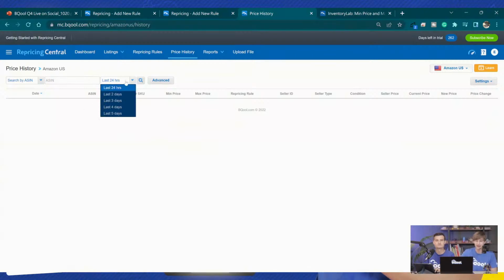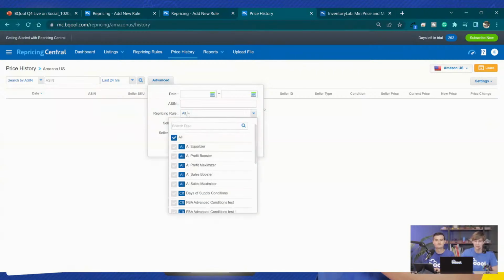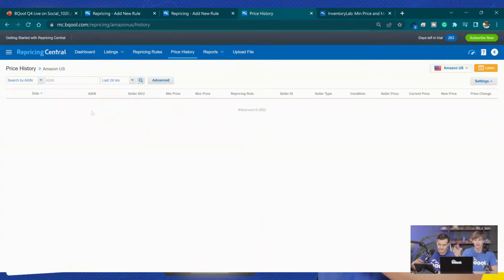Then you can check by 24 hours, 2 days, 3 days, up to 5 days, and we have some advanced settings as well. So you can choose your seller type. You can put in a seller ID, and you can also choose different repricing rules and the date. After that, you just click on search, and it will show you the different pricing history.